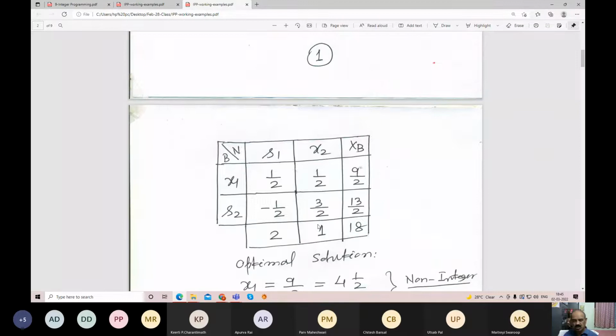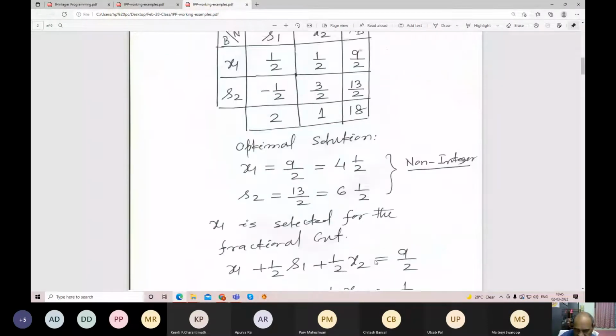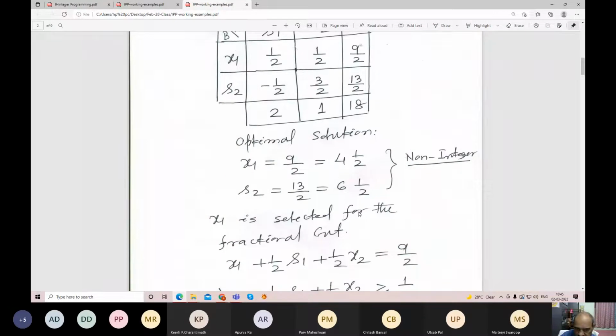So we have to find a cutting plane with respect to the largest fractional part. X1 is 9 by 2, the fractional part is half. S2 is 13 by 2, here also the fractional part is half. So you consider the first one, or you can consider the second one, no problem. Okay, so with respect to this, the largest fractional part is half. So x1 is selected for the fractional cut.